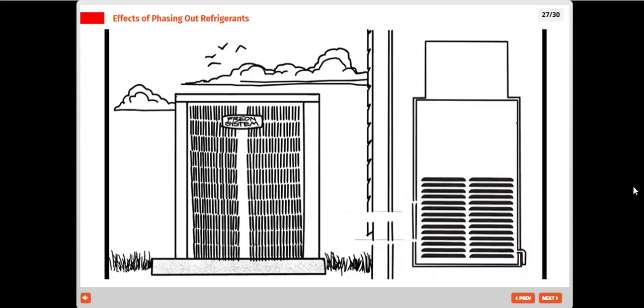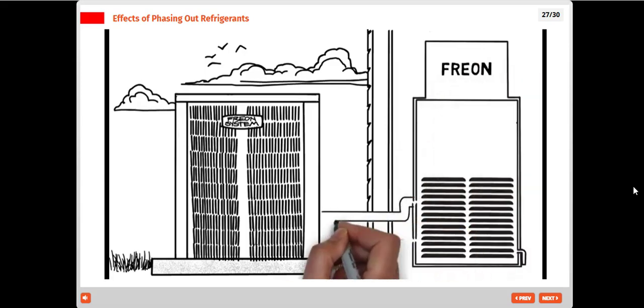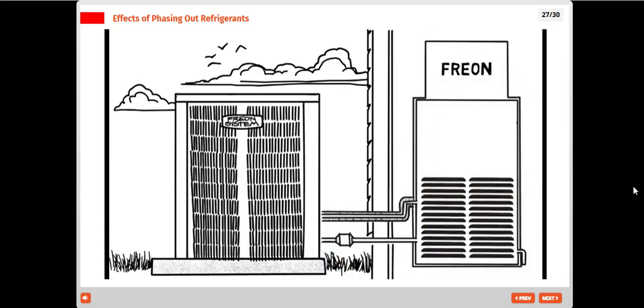Let's say a common part in the condenser, like the coil, fails and needs to be replaced. This item may not be available for Freon units, so the entire condenser has to be replaced with a Puron one. This presents a problem. Now, the other half of the air conditioning system, the air handler, will need to be replaced with matching Puron components to be compatible.